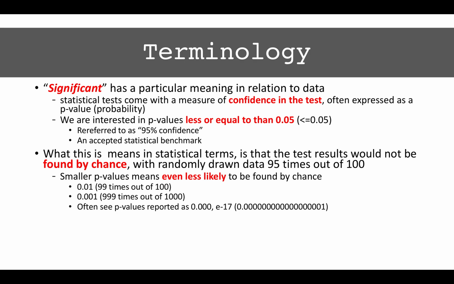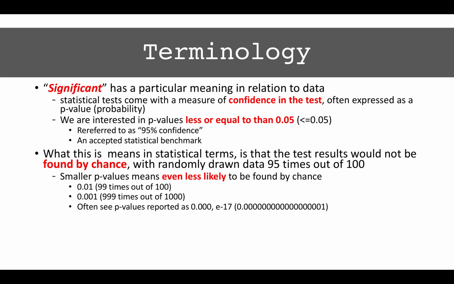In statistical terms, it means that the results would not be found from data drawn randomly 95 times out of 100. That is what 95% confidence means. And so the p-value tells you the probability of finding that relationship by chance. So the smaller the p-value, the less likely it is to be found by chance. So a 95% confidence is 95 times out of 100, and that would be a 0.05 p-value.